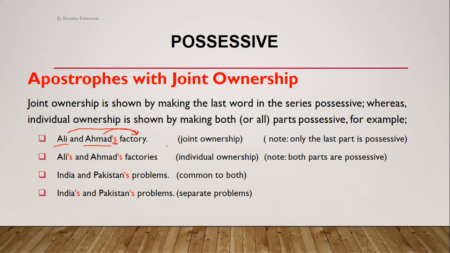So joint ownership. The only last part is possessive. But here you see, if we say Ali's and Ahmad's factories, this is individual ownership. It means both parts are possessive. Ali's possessive case, Ahmad's possessive case. What does it mean? It means Ali's own factories and Ahmad's own factories.